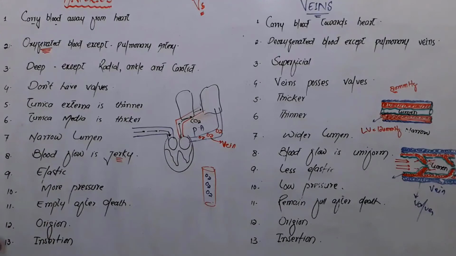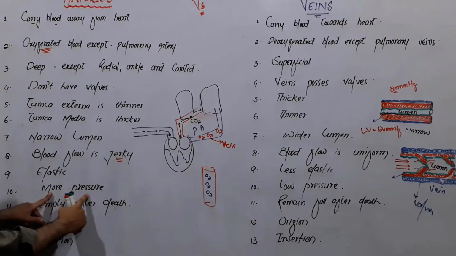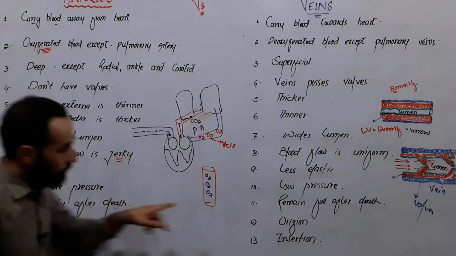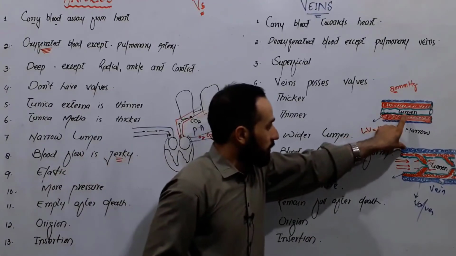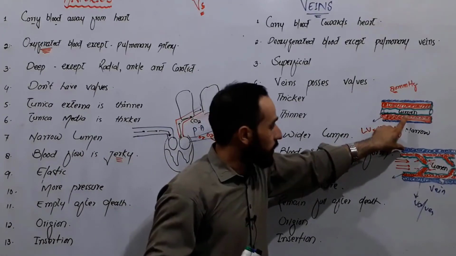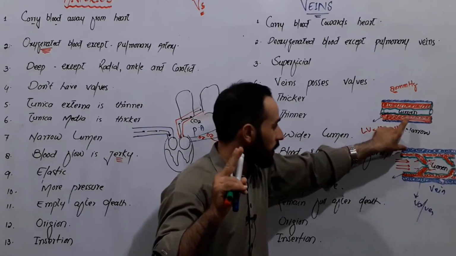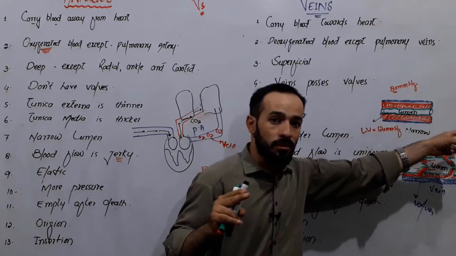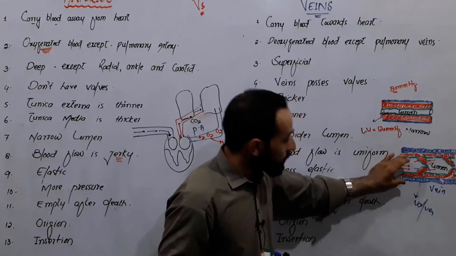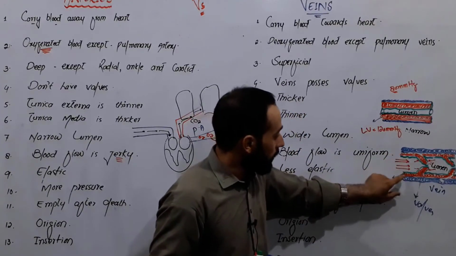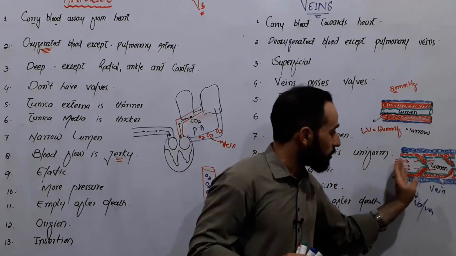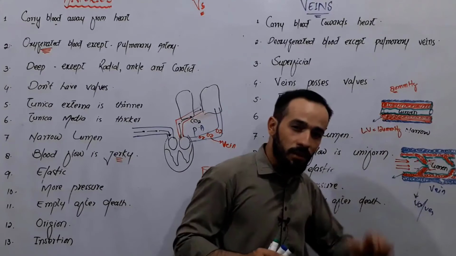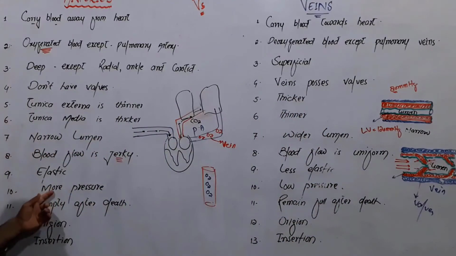The next difference between arteries and veins is that in arteries the pressure on the blood is more and in veins the pressure is low. How? As there is a narrow lumen in the artery, that's the first thing. The next thing is the pressure in the artery is more. Here the lumen is larger, right? And the tunica media is applying less pressure, so the blood pressure in the veins is lower than the blood pressure in the arteries.